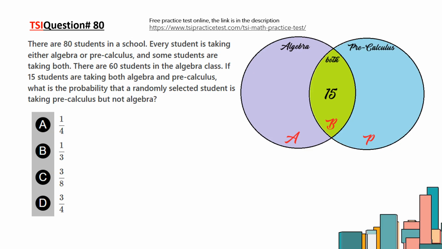There are 80 students in a school. Every student is taking either algebra or pre-calculus, and some students are taking both. There are 60 students in the algebra class. If 15 students are taking both algebra and pre-calculus, what is the probability that a randomly selected student is taking pre-calculus but not algebra?